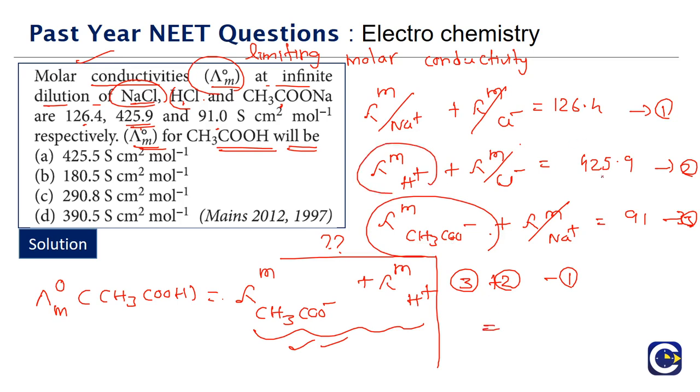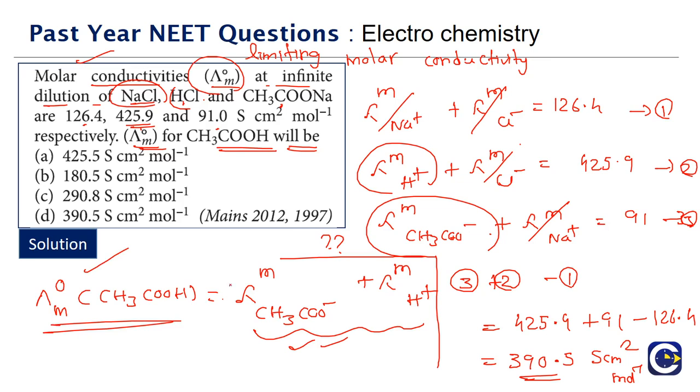On the RHS, what is it going to be? 2 plus 3 means 425.9 plus 91, minus 1, which is 126.4. That will be 390.5. The unit is Siemens centimeter square per mole. So this is our molar conductivity of acetate ions plus molar conductivity of the H plus ions. That is the limiting molar conductivity of acetic acid.